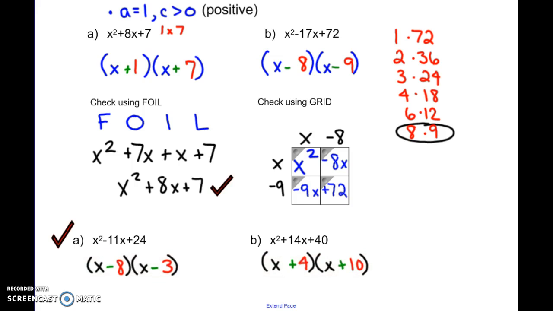I need numbers that multiply to get 24 and add to get 11. I decided it was 8 and 3. And both are going to be negative to force this to be negative 11 and positive 24. Over here, I can do 1 times 40, 2 times 20, and so forth, but maybe this one pops out at you. I have a 4 and a 10, which multiply to get 40 and add to get 14. And notice, to get a positive 14, they both have to be positive.